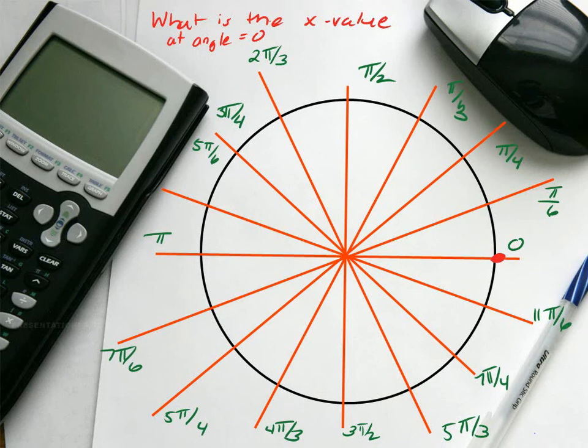The elevator going up and down is your y. How much you had to walk across was the x. So I had to walk across a distance of 1, and the elevator didn't move up or down. So the y value is 0, and the x value is 1. So the cosine of 0 is 1, and the sine of 0 is 0. Cosine is the x, sine is the y.